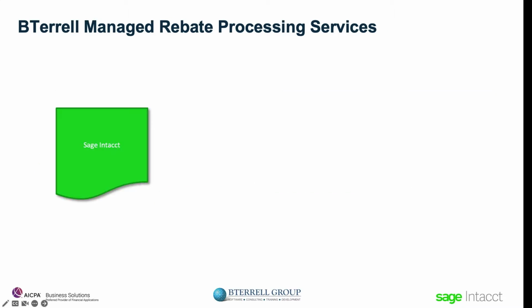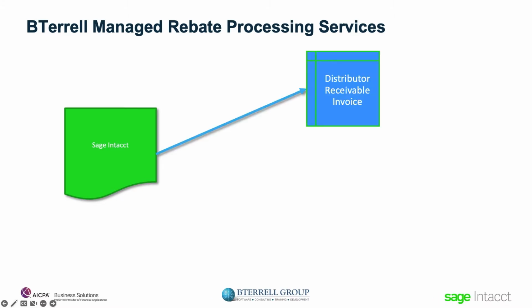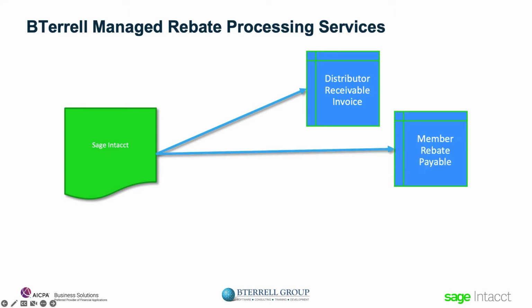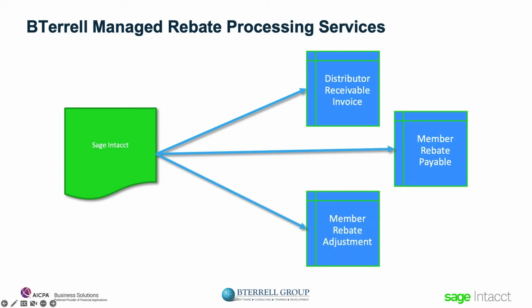Validated rebate data creates three transactions in Sage Intacct. First, there's a distributor rebate receivable that represents the full amount of all rebates earned by the association's members. Next, a member rebate payable represents the full amount of all rebates earned by each individual member. And finally, a member rebate adjustment nets the amounts a member owes the association against the member rebate payable.